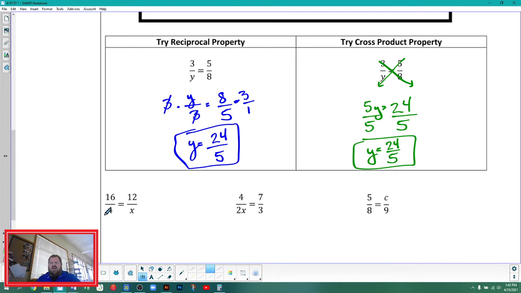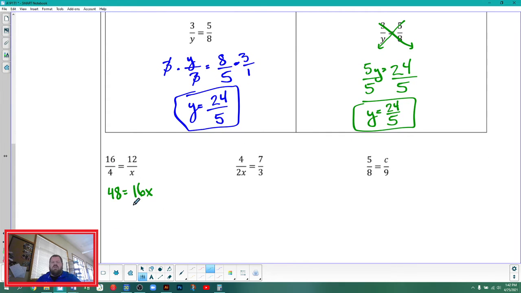On this first one, I have 12 times 4, which is 48, is equal to 16 times x. What's happening to x, and how do I undo that? I need to divide by 16, and it turns out that 48 divided by 16 is equal to 3. The only other thing that would have made that a little bit easier would have been to reduce this, but even that would have made things a little bit weird, so I avoided it for the time being.